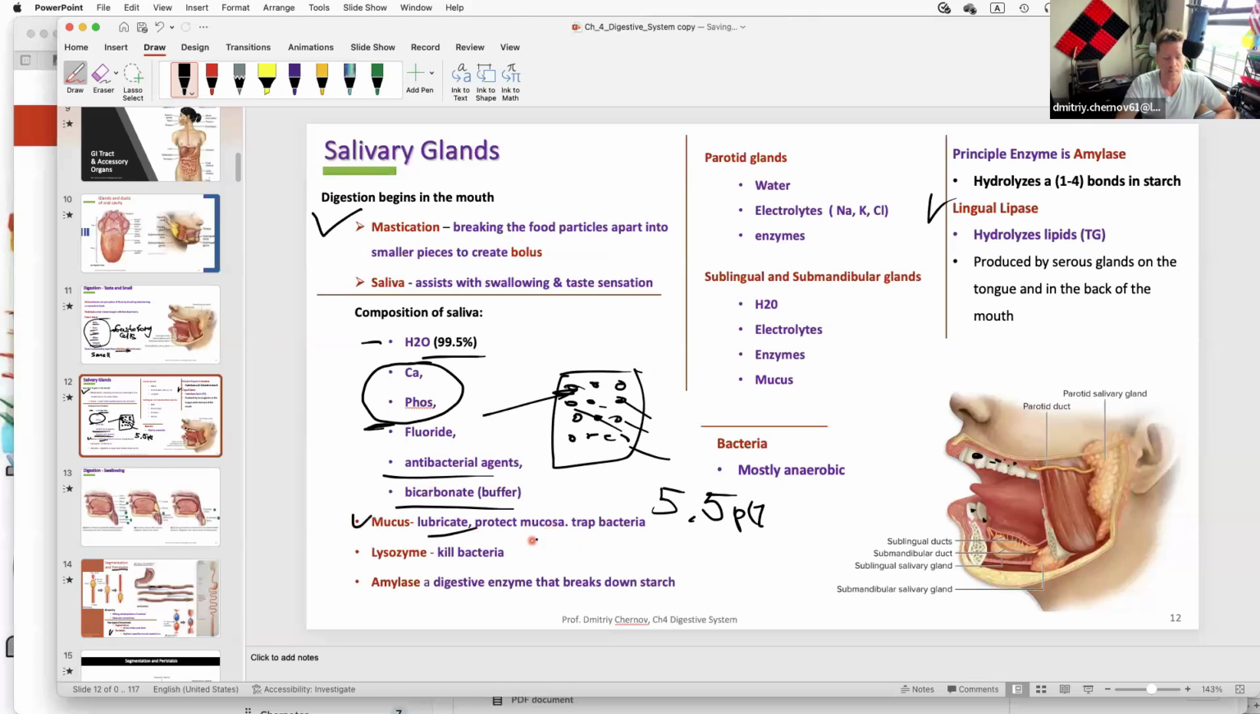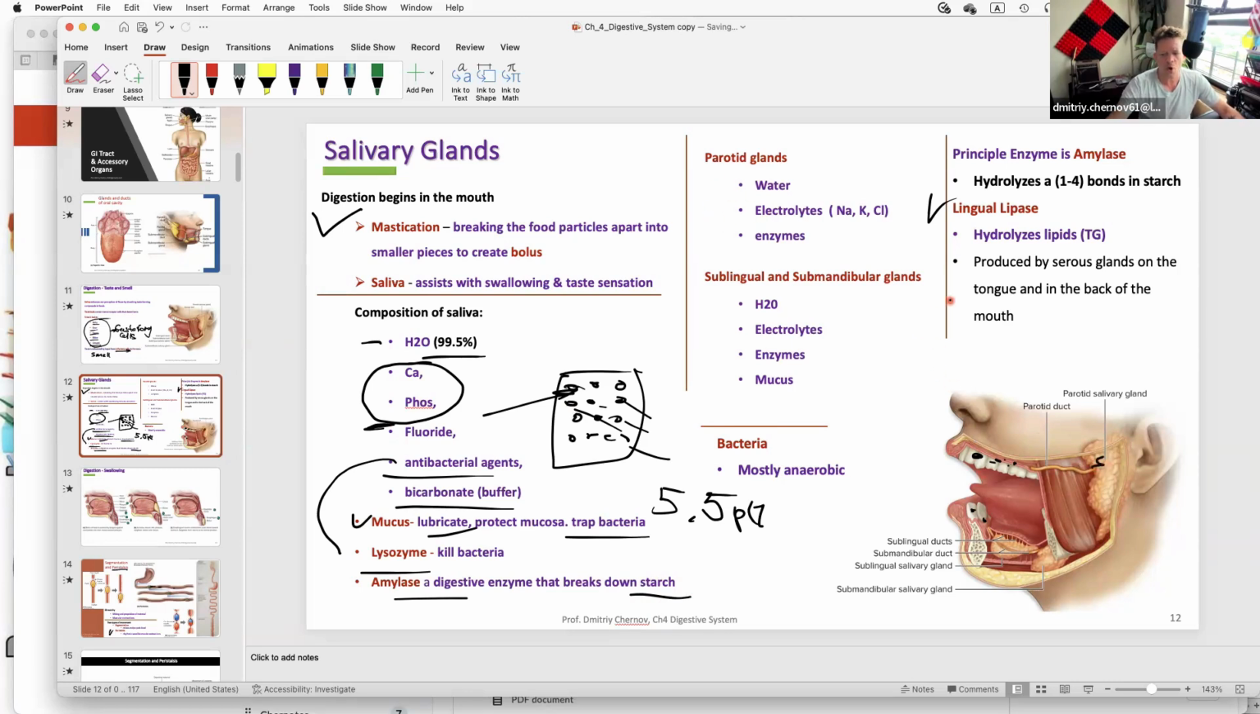Lubrication, mucus, right, protects and traps bacteria. Lysozymes, like antibacterial agents, kill bacteria. And amylase digests starches. So yes, we produce amylase, and to some extent proteases and lipases, but we don't really have time to digest proteins and fats in the oral cavity. But carbohydrates, yeah, to some extent, starches. What starch is, we'll discuss in the carbohydrate lecture.